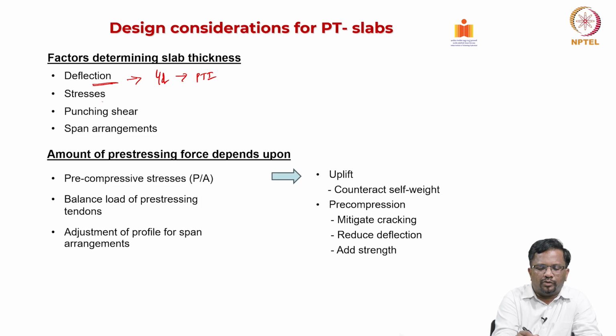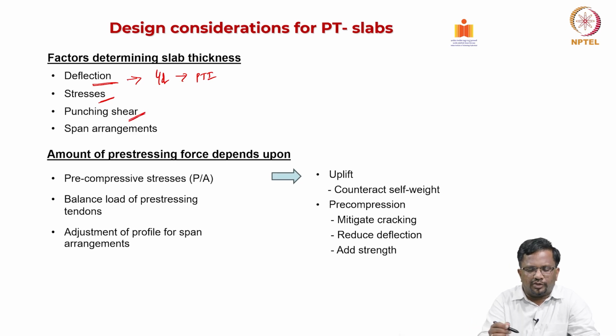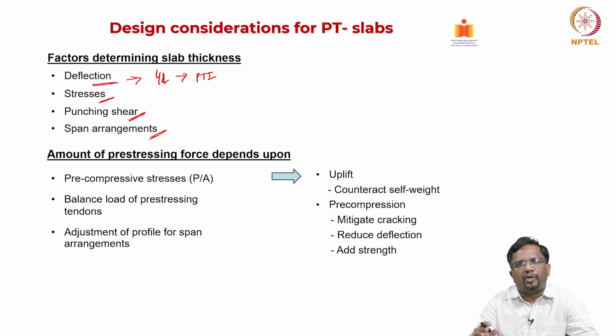Sometimes, if you are doing a flat plate, the shear stress will determine the thickness of the slab, that is punching shear. Then the span arrangements will also influence what kind of bending moment is coming and what kind of deflection the panels will have. So, these are the typical factors that will govern the slab thickness.